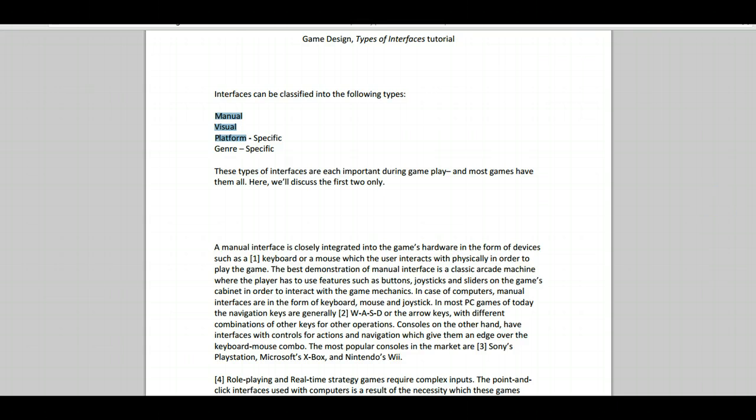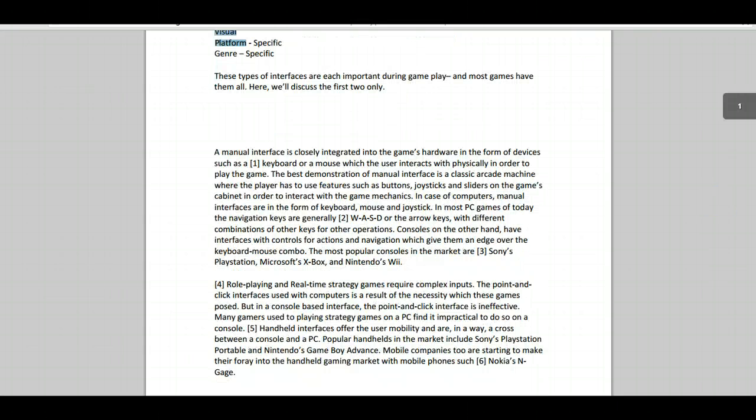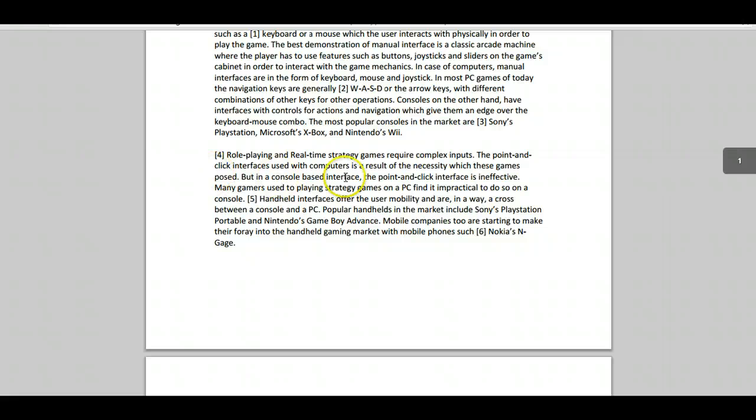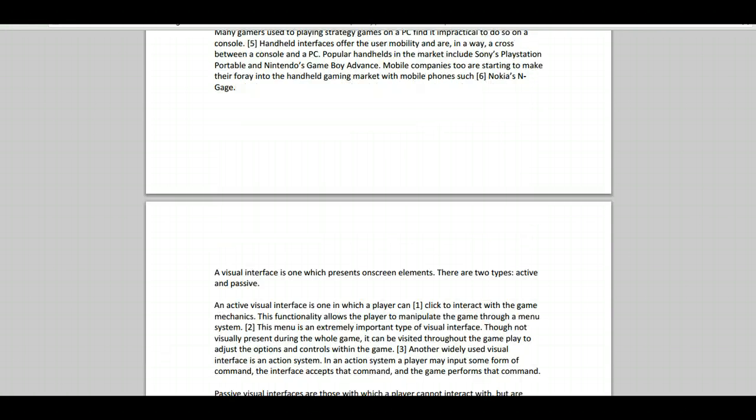So of course there's manual interface, closely integrated into the game's hardware. So with this interface, you're going to use the keyboard, the mouse, the joystick, or something similar to that. Oftentimes it's going to be using the WASD or the arrow keys to move around. So manual interface would be manipulating with your hands. And it talks about how manual interface is used in different types of games.